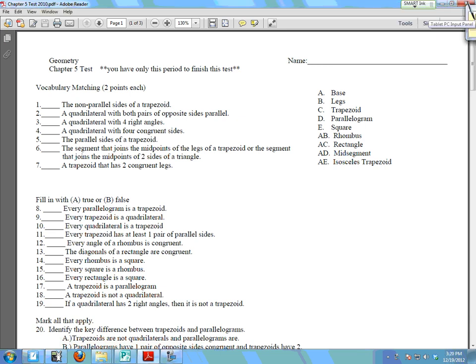Okay, chapter 5 test. Doing the vocabulary. Remember, these are definitions. So some of these might sound right, but there may be a better answer for some of them.